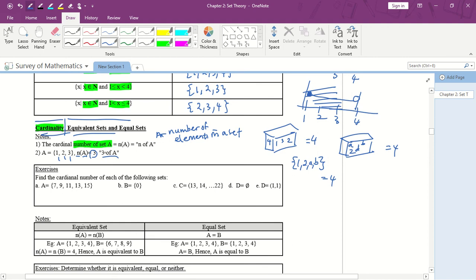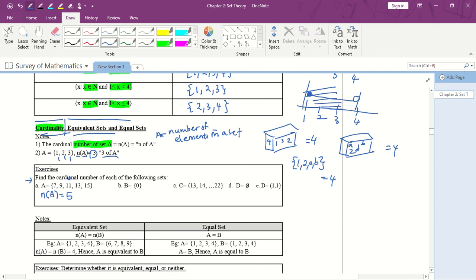Okay? I think it's kind of easy, but let's try to do the questions here. Find the cardinal number, n of A, of each of the following sets. So let's look at this one. A is equal to 7, 9, 11, 13, 5, 15. So how many elements here? 1, 2, 3, 4, 5. So you can say that the number of elements in set A is equal to 5. That's all. Easy? Kind of easy, right?